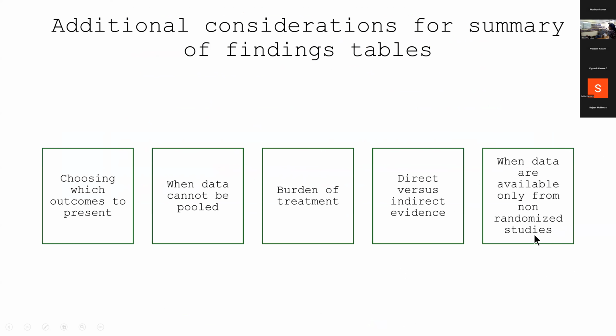What do you do if you have only non-randomized studies? As we talked about in CoGRADE 4, non-randomized studies will start off with a lower certainty of evidence and you can upgrade based on the dose response curve as well as the large effects.